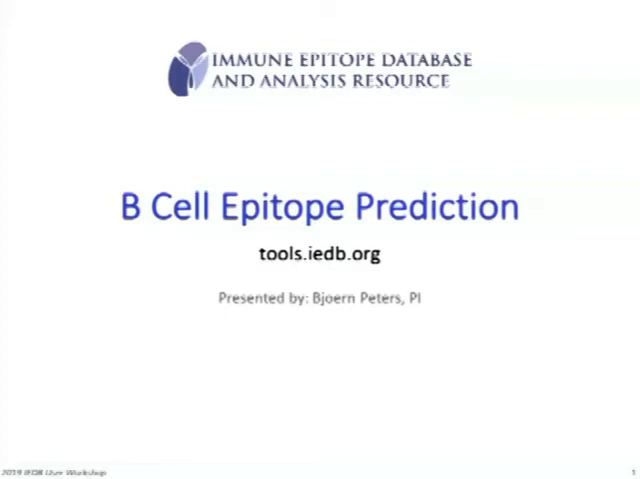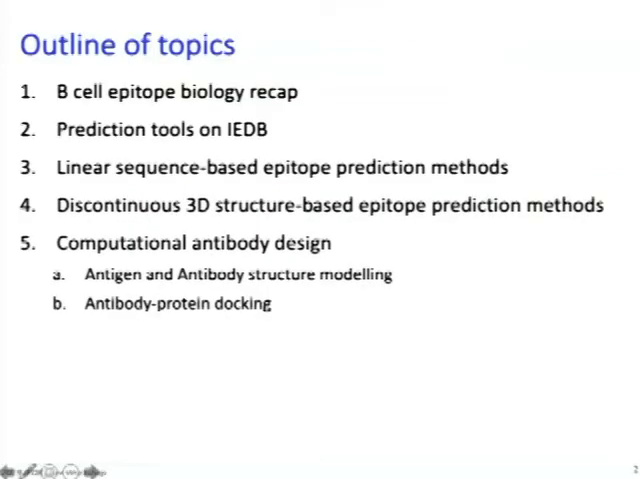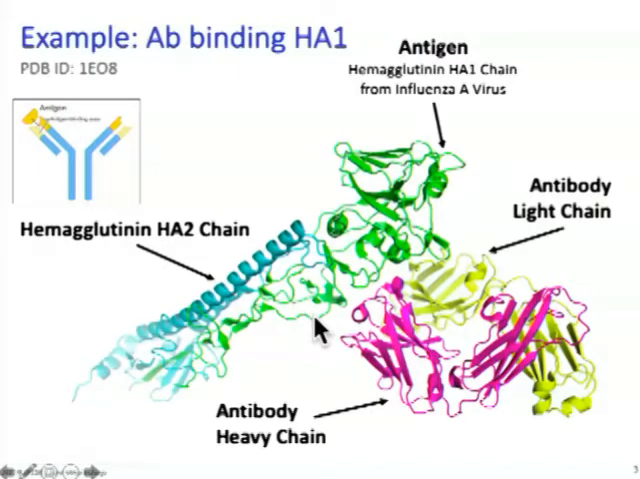So, B-cell epitope predictions. I'll start with a bit of biology recap. You already did some of the 3D in the context of the 3D structure stuff that Morten was showing. You've seen some of this, but it never hurts to repeat. And I'll go through the prediction tools we have in the IEDB, which are roughly split into two bits. One is the linear sequence-based prediction tools, and the other one is discontinuous 3D structure-based prediction tools. And then I'll just very briefly, actually, Morten has already done some of this, cover the antigen antibody structure modeling. The antibody structure modeling talked about antibody protein docking.